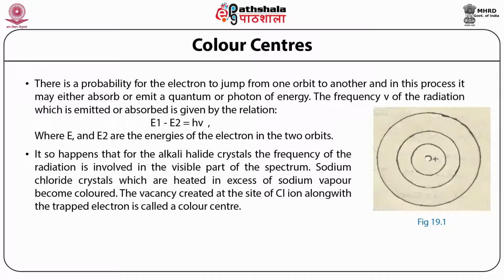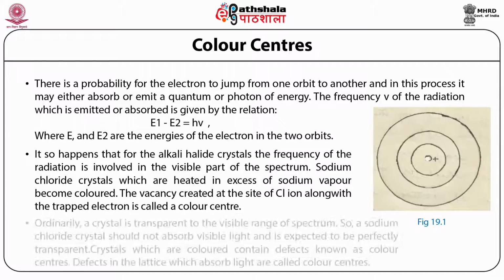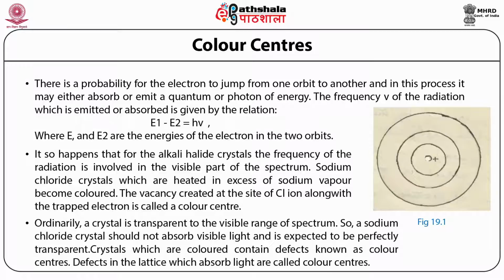The vacancy created at the site of the chlorine ion, along with the trapped electron, is called a color center. Ordinarily, a crystal is transparent to the visible range of the spectrum. So, a sodium chloride crystal should not absorb visible light and is expected to be perfectly transparent. Crystals which are colored contain defects known as color centers. Defects in the lattice which absorb light are called color centers.